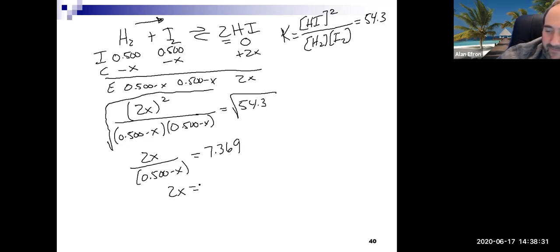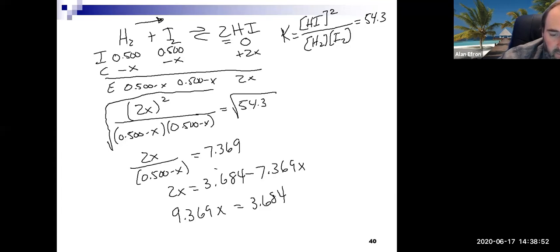Let's see, times 0.5 gets us 3.684 minus 7.369x. I'm going to combine my x's by bringing the 7 to the other side, basically. That's going to give me 9.369x equals 3.684. We're going to divide the 9.369 to the other side, and we will end up with an answer, maybe. We'll end up with an answer of x.